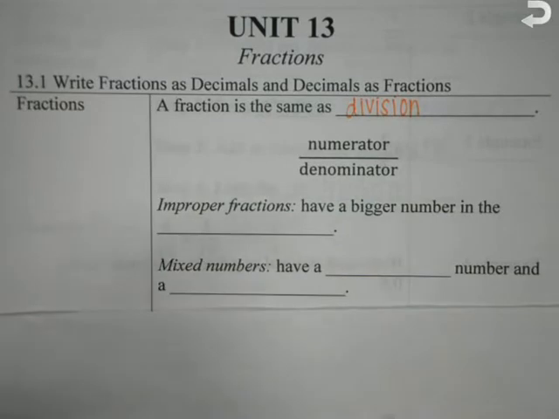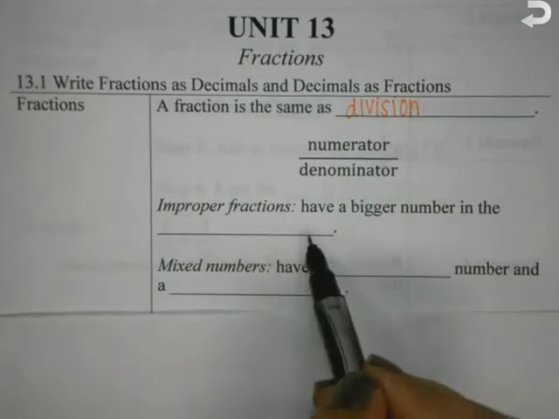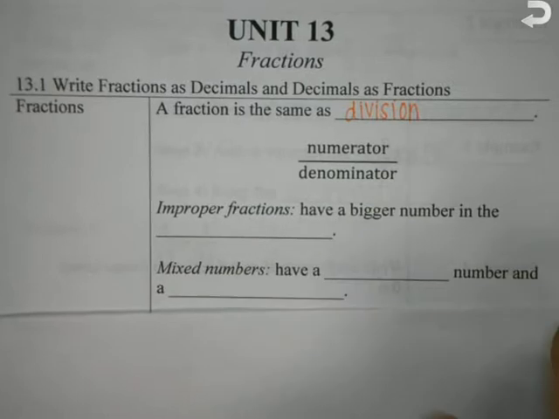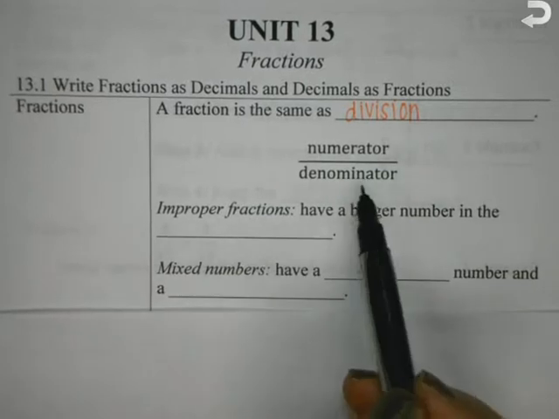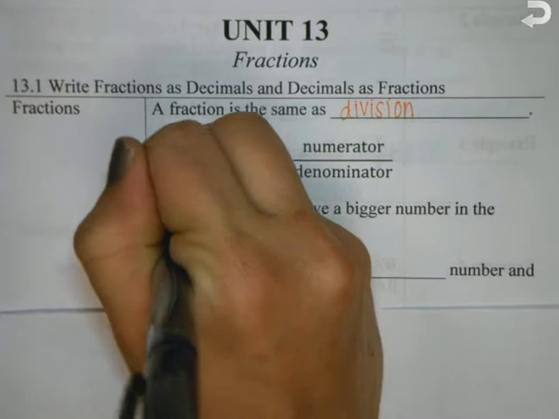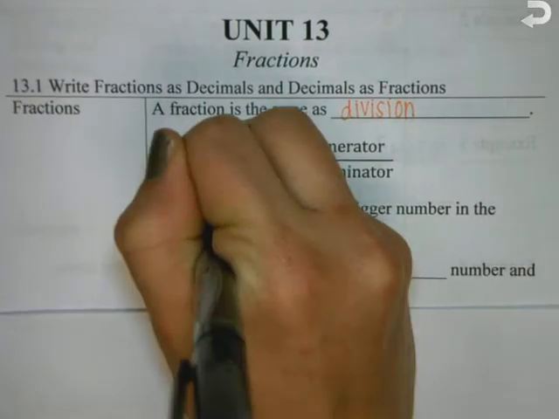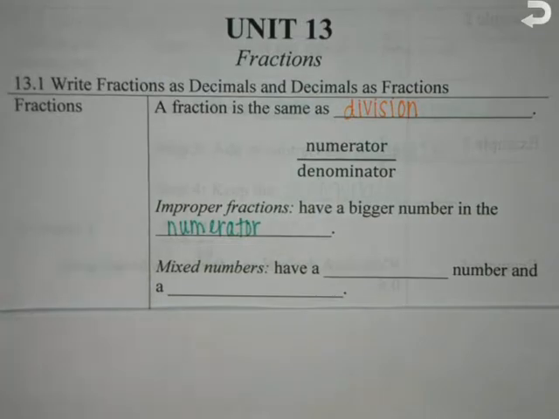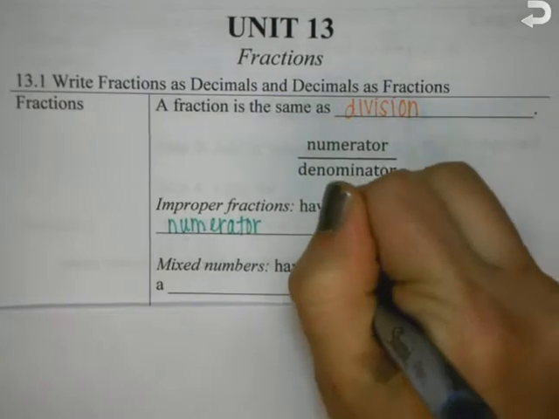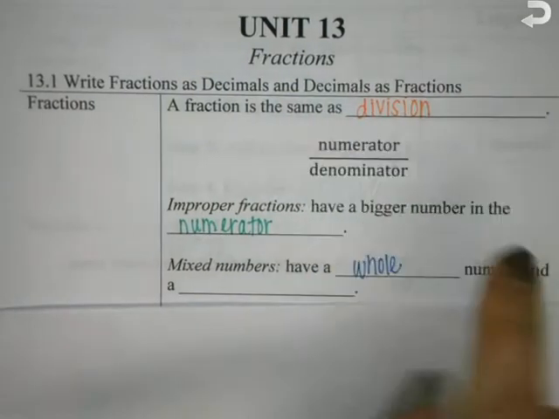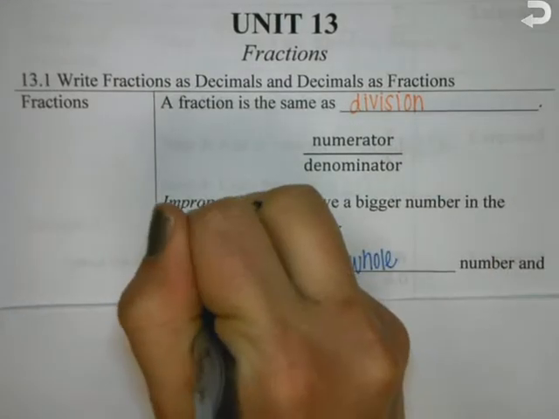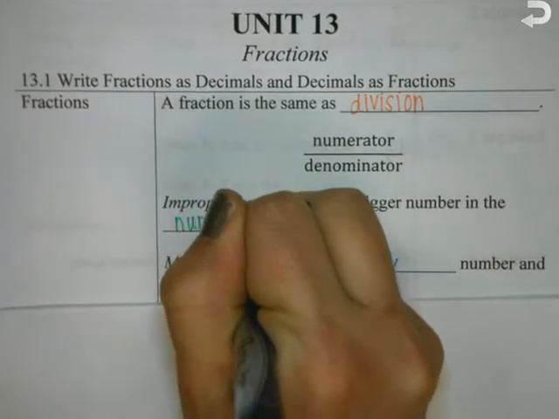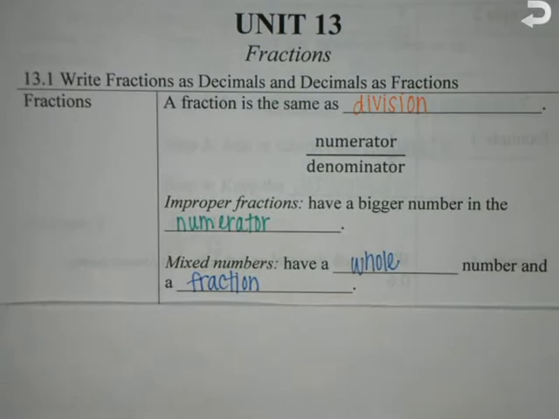We have an improper fraction, which means there is a bigger number where? In the numerator or the denominator? The numerator. So an improper fraction means that the numerator is bigger than the denominator. And then what about mixed numbers? Mixed numbers have a whole number and a fraction. So mixed numbers have a whole number and a fraction. Okay?